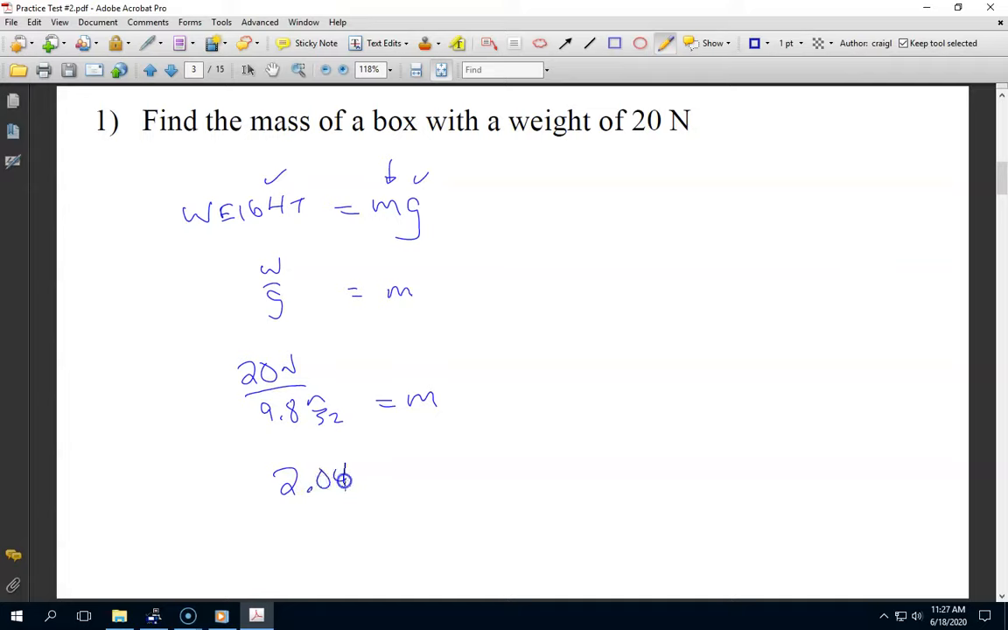What happens with the units here? I've got newtons on top. A newton is really a kilogram meter per second squared, and I've got meter per second squared on the bottom. These all cancel. I've got kilograms.